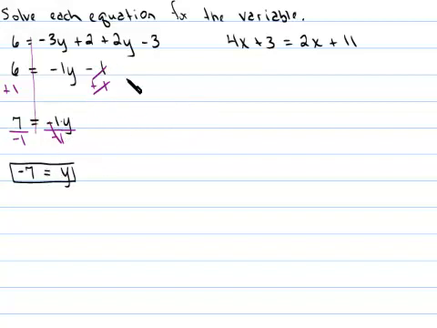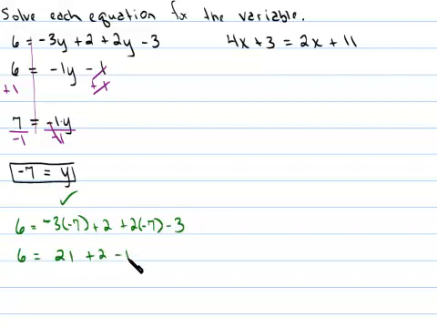So if you wanted to try this out and plug it in, you're welcome to do it. Maybe I'll do it just one last time to show you how you check it. You plug in a negative 7 for y: negative 3 times negative 7, plus 2, plus 2 times negative 7, minus 3. I'll do it a little bit quicker this time. That's 21 plus 2 minus 14 minus 3. 23 minus 14 would be 9, minus 3 would be 6. So the value of negative 7 makes both sides the same.